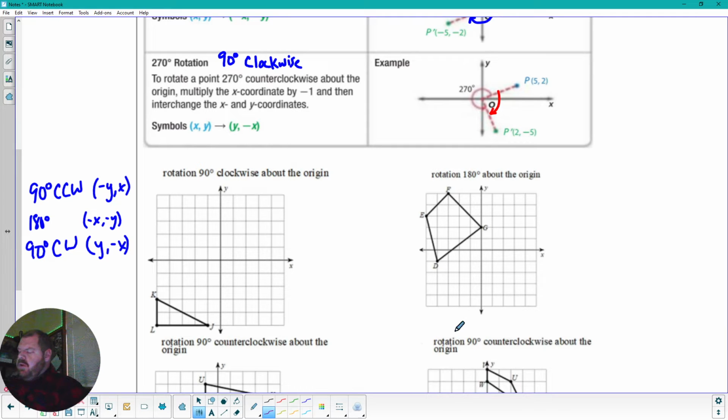So with this first one, we want to rotate it 90 degrees clockwise. So we're focusing on this last rule that we have. I'm going to say what the points are and where they're going to move to. So we've got K at (-5, -3). And that's going to get adjusted to switch them, and the new second one is its opposite. So switch them would become (-3, -5). But I'm going to change this one to be its opposite. So (-3, 5).